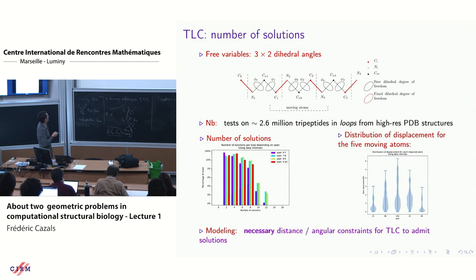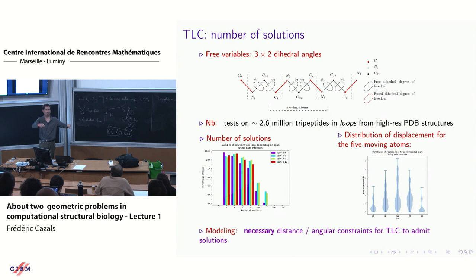I'm going to be fast on the experimental protocol. I've shown you the Protein Data Bank. We grabbed the 150,000 proteins in the data bank. We filtered out the redundancy, because of course there are some copies for selected proteins. We picked all tripeptides with a sufficient resolution, and we solved 2.5 million TLC, tripeptide loop closure, problems. Here you get the distribution of the number of real roots of the degree 16 polynomial, and in fact it goes up to 12, right? If we look at a tripeptide which is elongated, if it's completely stretched, apart from rotational symmetries, you cannot do much.